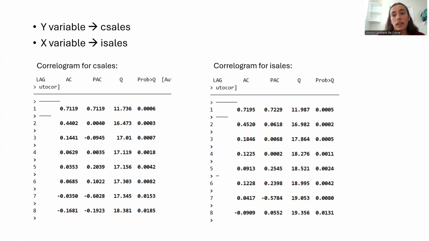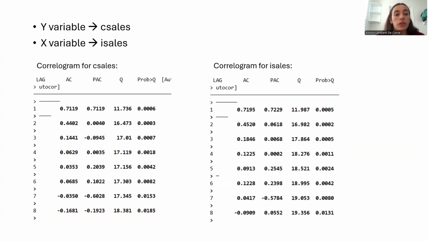First of all, we had to see if we need a dynamic model or a static model. A dynamic model is basically using variables from the past to help me understand the present. So we will see with the correlograms if we need any lags.